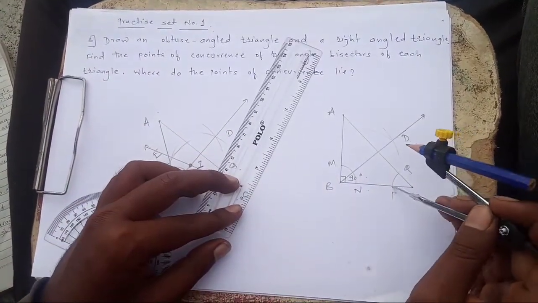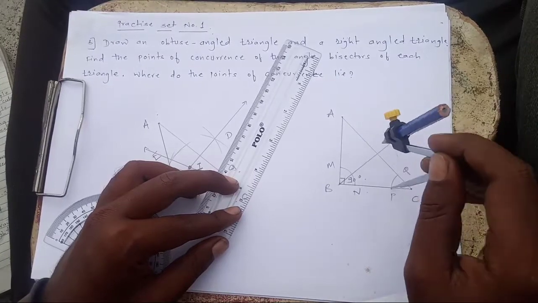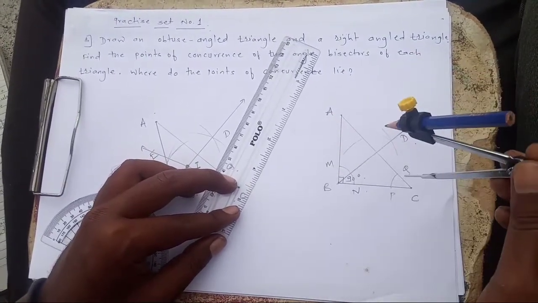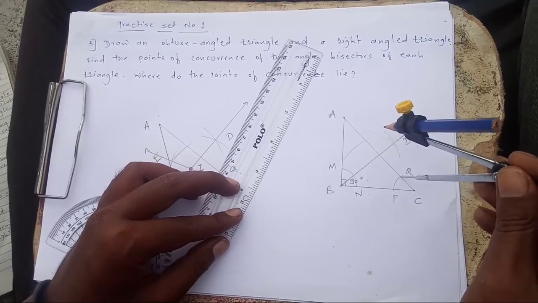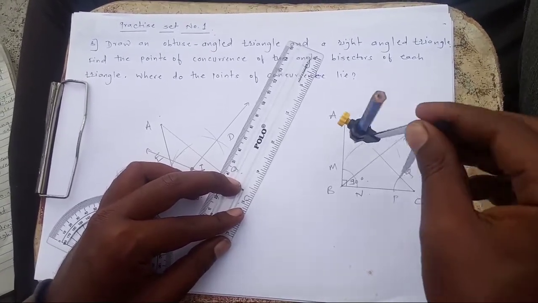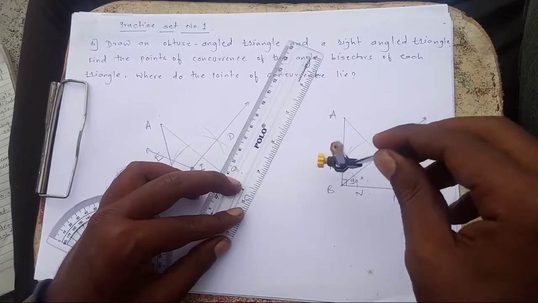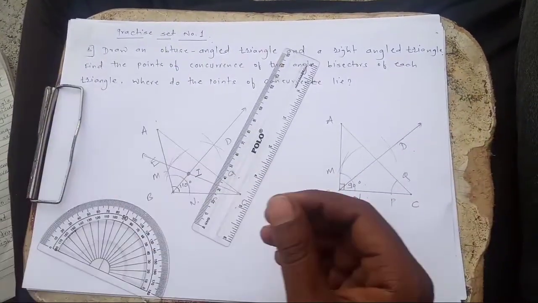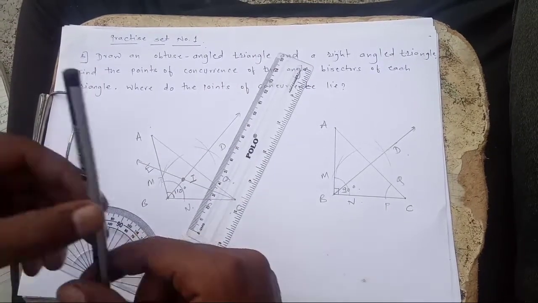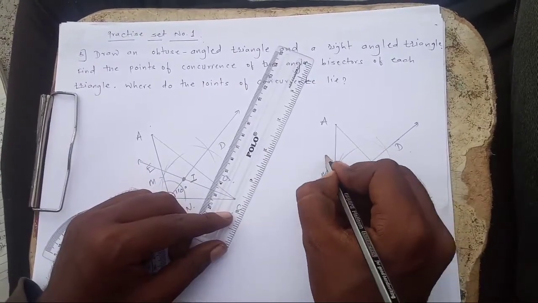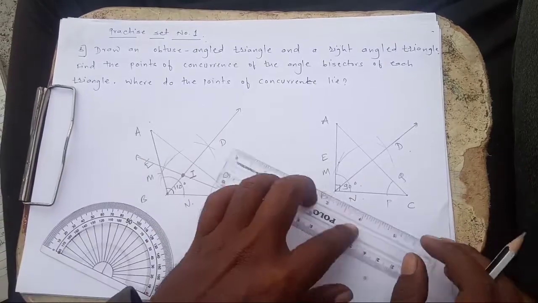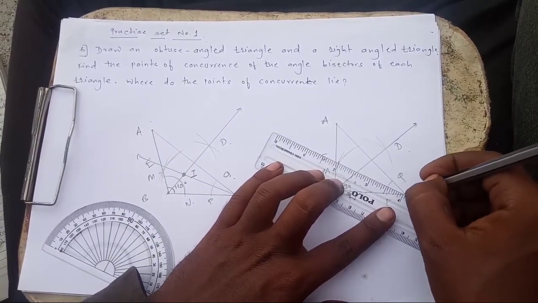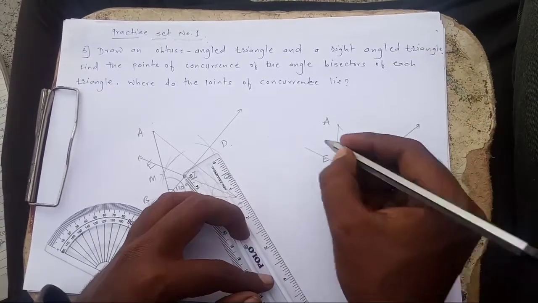Keep P as a center. Cut an arc. With the same way, keep Q as a center. Cut another arc. The point of intersection we get, name it as E. Now join point EC.